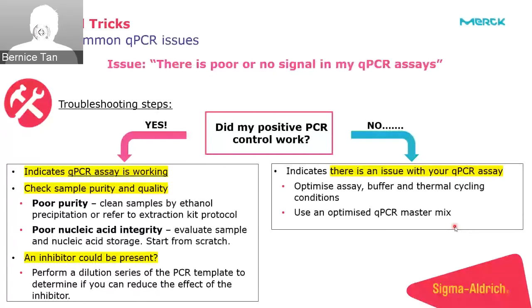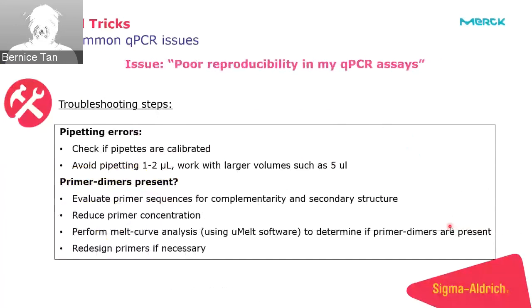The next common issue that a lot of people encounter is poor reproducibility in your assays. The first, easiest, most obvious step is to check your pipettes. Are your pipettes calibrated? And if you're pipetting small amounts, like 1 to 2 microliters of cDNA, you might want to avoid that. Dilute your samples out and work with larger volumes such as 5 microliters, which might help.